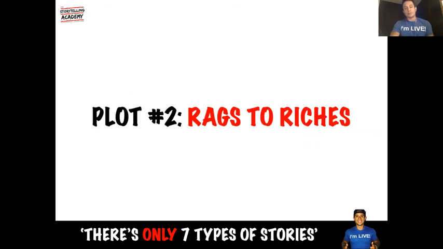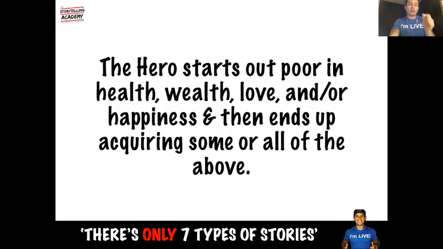The second story plot is rags to riches. Now this is one that I actually tell in my brand a lot, and I'm going to slowly be transitioning out of it a little bit, but there will always be a rags to riches component to my story because that's what happened to me. So the hero starts out poor. It could be in health, wealth, love, and or happiness, any combination of those, and then ends up acquiring some or all of those things.